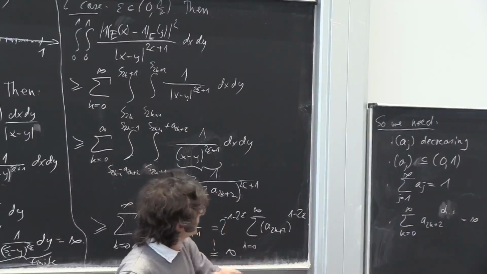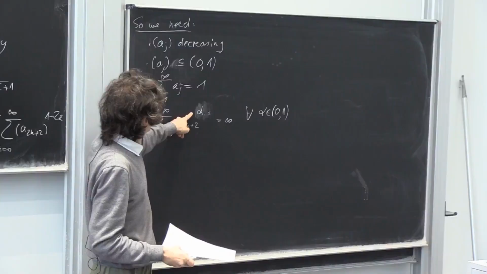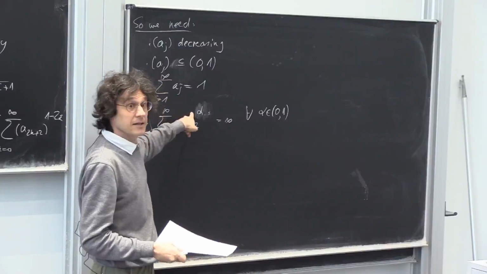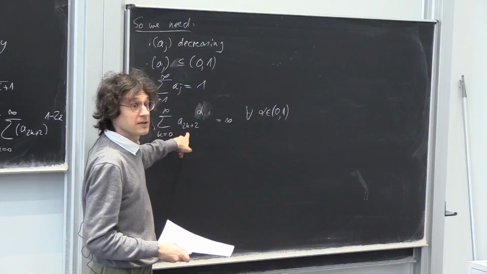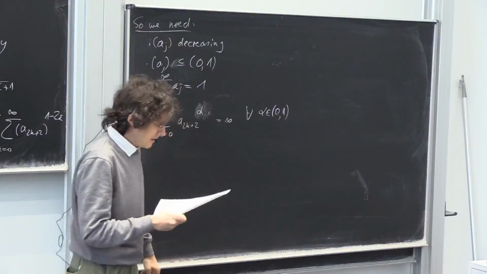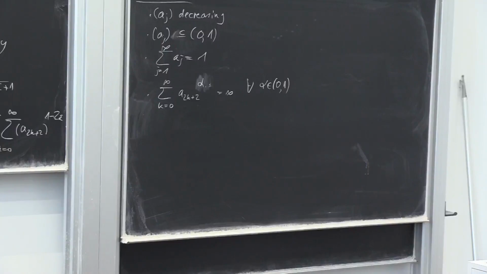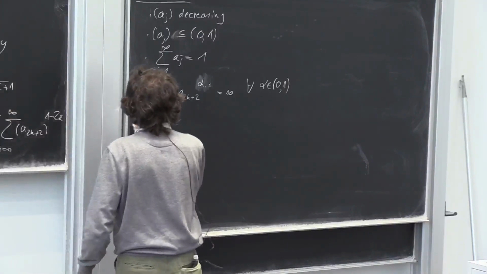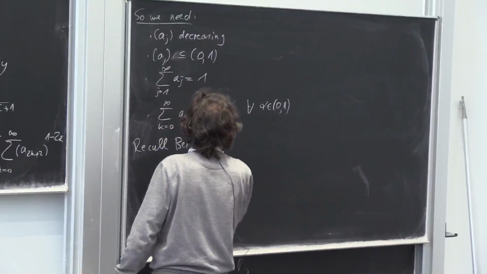So we need a sequence that is summable to 1, but if you add a little exponent, it must have an infinite series. And now somehow this is a recurring theme of this internet seminar. It's good to recall the so-called Bertrand series.